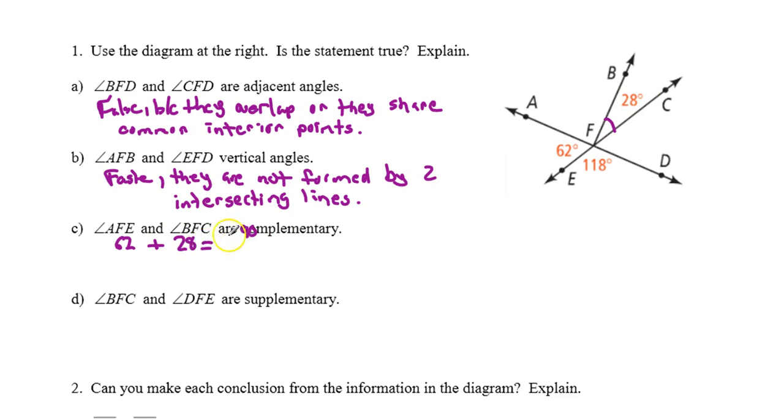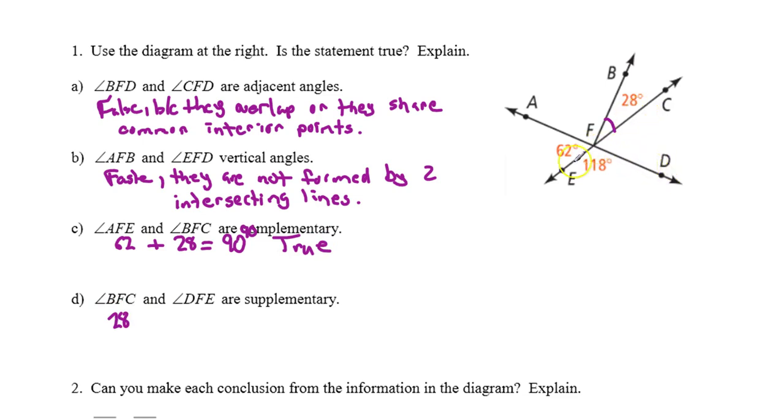That equals 90. So yes, that's true. Okay, the sum is 90. Now, D, our BFC, that's 28. That's the one that we just did. The measure is 28. And DFE, let's look at that one.